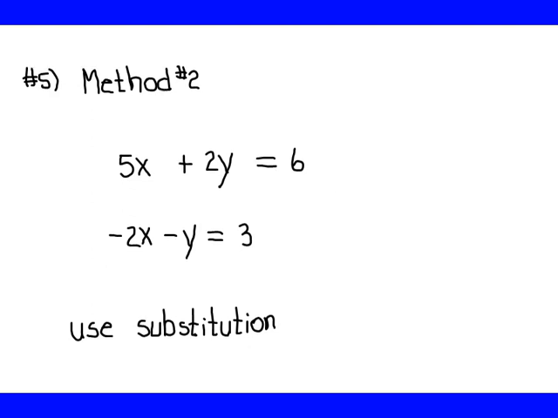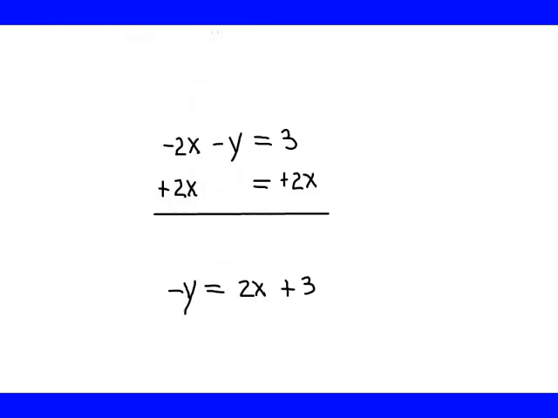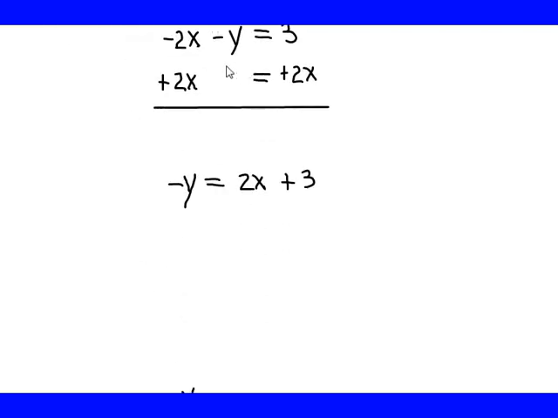about to present. So in using substitution, in this case, we chose to use the second equation to get the y by itself. So in this case, we had to add 2x to both sides. So when we do that, on the left side, the 2x's cancel, and now the negative y comes straight down, and the 2x plus the 3 come down.